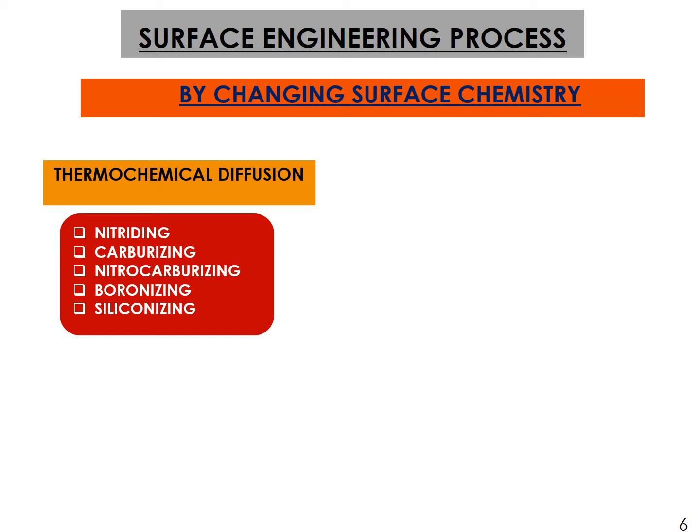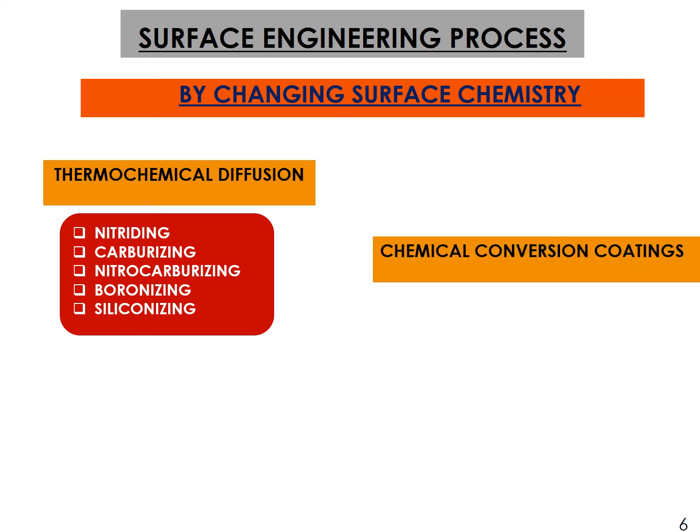Now you can understand nitrocarburizing, atoms of nitrogen and carbon. Boronizing, atoms of boron are being diffused. Siliconizing, atoms of silicon are being diffused. So likewise, we have a huge range of such similar processes.